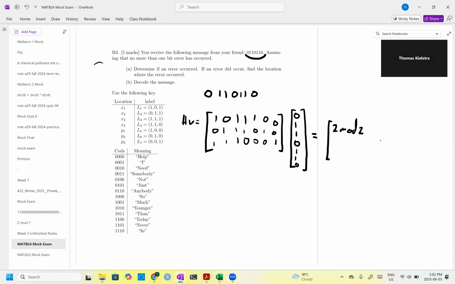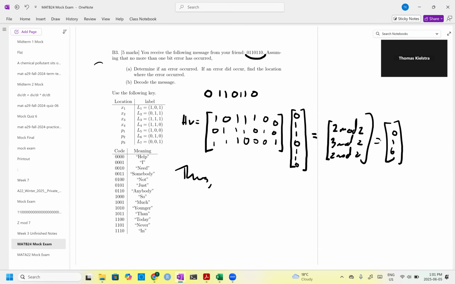Then it's going to be 0, 1, 2, still 2, still 2, 3. So 3 mod 2. And then it's going to be 0, 1, 2, or sorry, 2, 2, 2, 2, 2. So 2 mod 2, which equals 0, 1, 0.